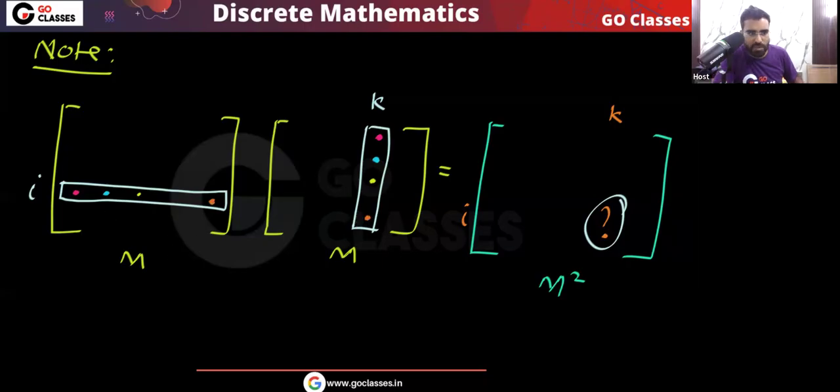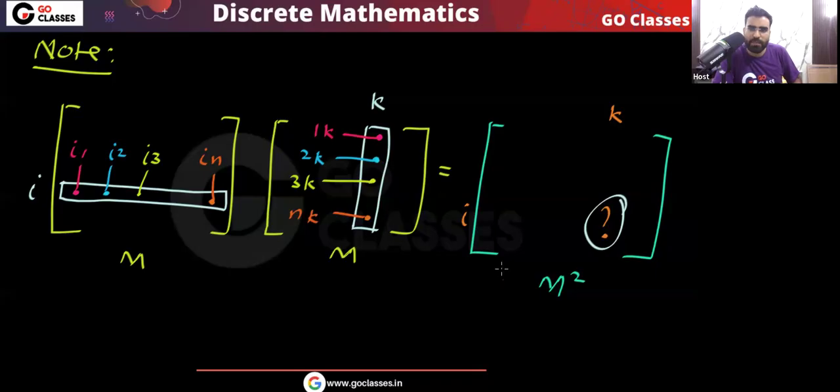For example, this is the i1 element, and it is multiplying with the 1k element. This is the i2 element, multiplying with the 2k element. Next, this is the i3 element, and it will multiply with the 3k element. At the end, if you have n elements, then the in element will multiply with the nk element. Yes or no? And then you will add them, and you will get this ik entry in M power 2.